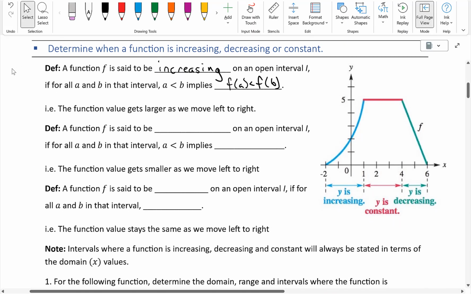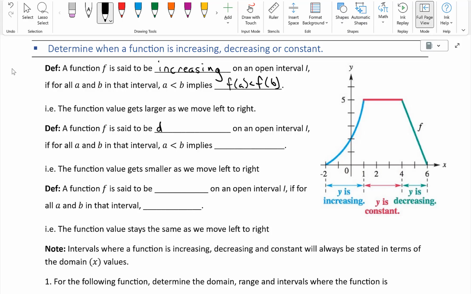For the second definition, a function f is said to be decreasing on an open interval I if for all a and b in that interval, a less than b implies that f of a is greater than f of b. Now the function values get smaller as we move left to right.